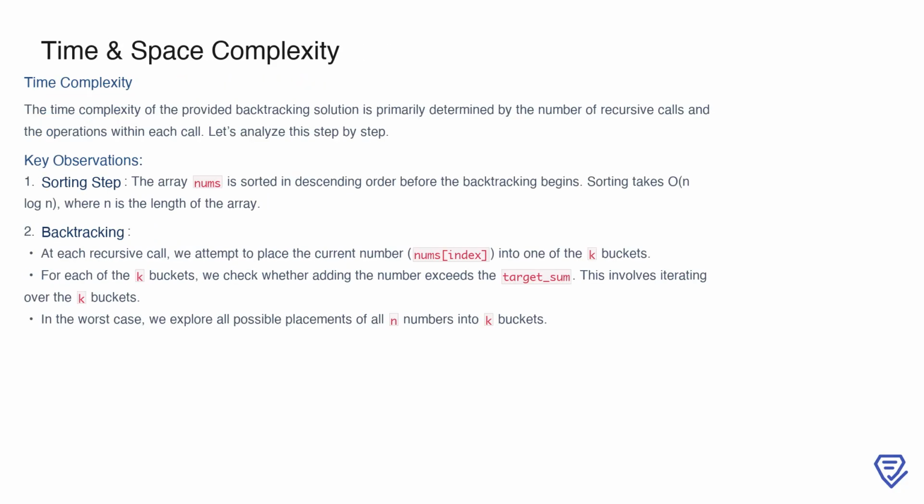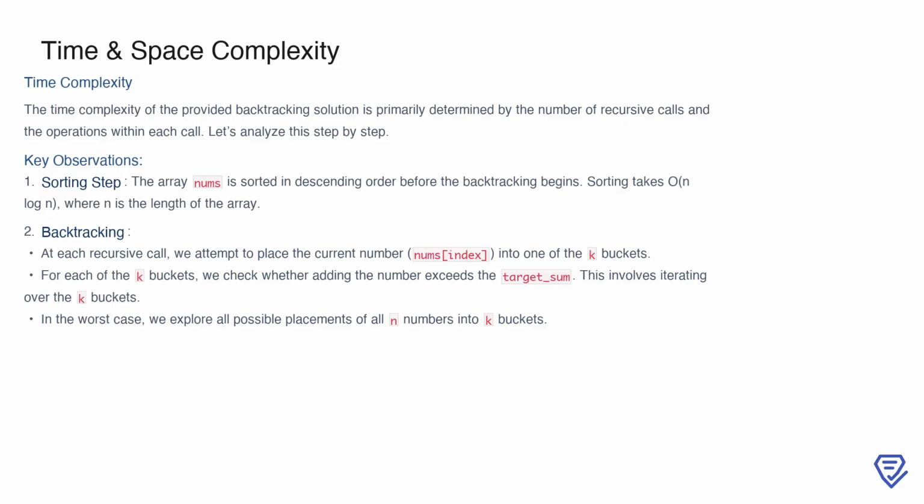To analyze the time complexity of the backtracking solution, we need to consider the operations performed at each stage of the algorithm. First, the input array nums is sorted in descending order, which is an n log n operation. Sorting ensures that larger numbers are handled first, potentially pruning invalid states earlier. Then, the backtracking process begins.